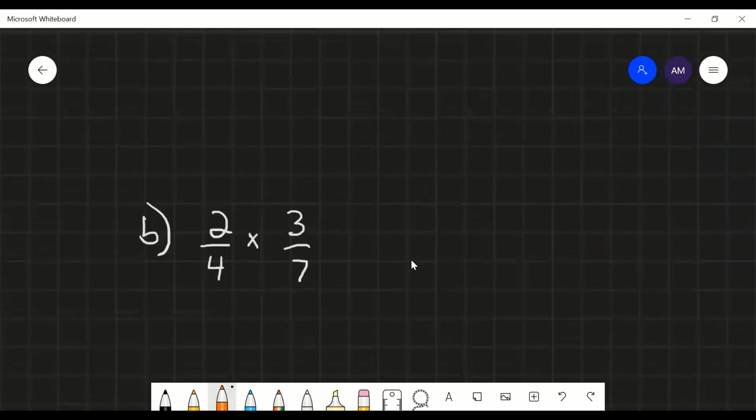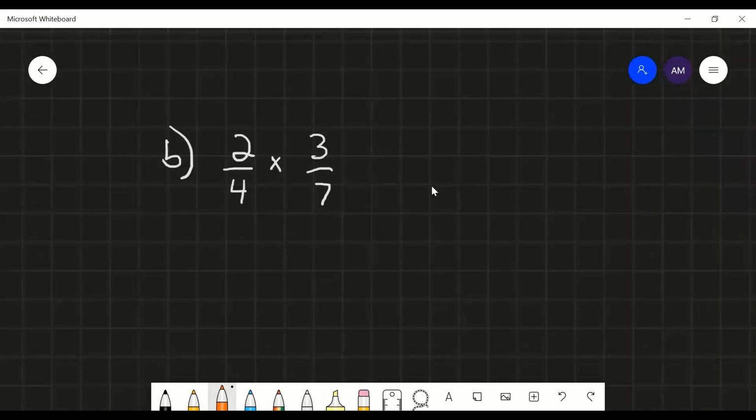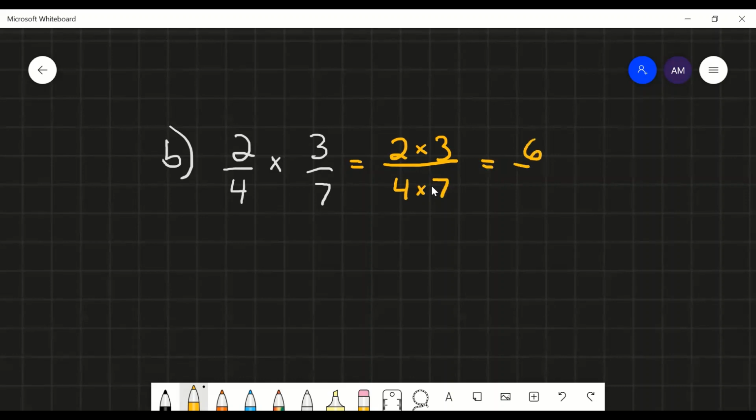Not so bad, I hope. Let's try this next one, and it's going to be exactly the same steps. So 2 over 4 times 3 over 7, that's just going to be the two numerators multiplied together, 2 times 3, divided by the two denominators multiplied together, 4 times 7. So the two numerators multiplied together, 2 times 3 makes 6, and the two denominators, 4 times 7 is 28.